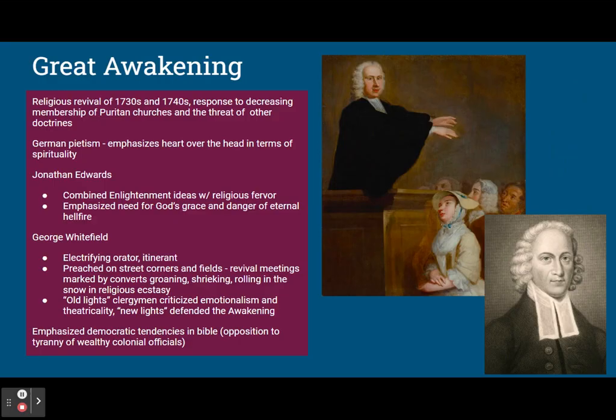Now, increasingly in the 18th century, beginning of the 18th century, we've seen less religious zeal than we had seen in the early years of colonization in the 17th century with the Puritans, for example. Increasingly, people felt that these sermons were dry and boring and maybe depressing and didn't really have the ability to move them. So this was sort of a response to decreasing membership and interest in Puritan churches, and also the threat of other doctrines. Some people were arguing you didn't need God's grace necessarily to be saved. You only needed a life of good works. So these were seen as dangerous theories and dangerous doctrines.